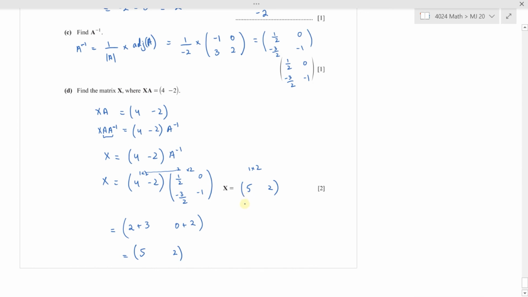So this was the last question. This is the end of paper 1, variant 2 for May-June 2020.